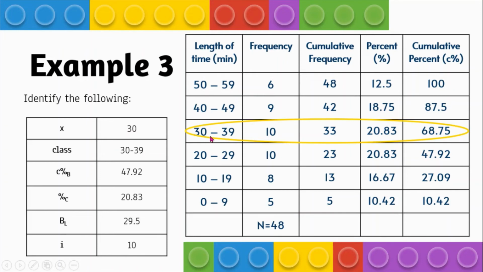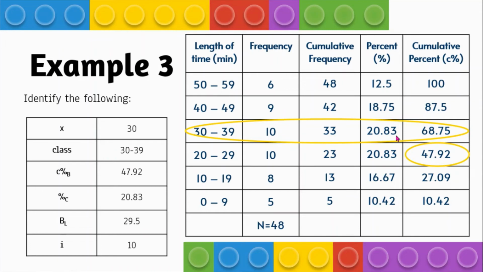So the C percent sub B, or the cumulative percent below this considered class, is 47.92. So that's our C percent sub B. And our percent of C, or the percent value of the class containing X, is 20.83.